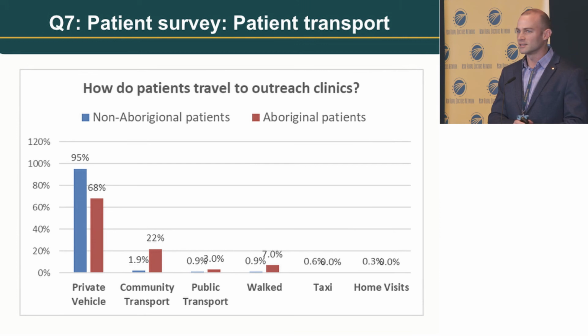So private vehicle is definitely the most frequently used form of transport to get yourself, or for someone to drive you, to a clinic. It includes being dropped off by a family member, but that's still a private vehicle. You can see Aboriginal patients rely on community transport more often, which probably doesn't surprise you. But I think it emphasizes the importance of those community transport services and networks for quite a large proportion of patients.